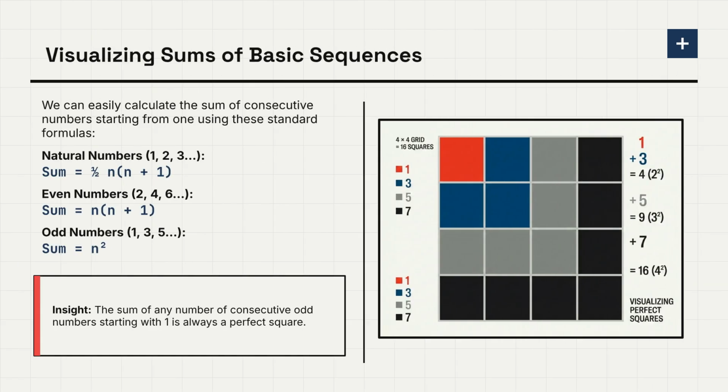Calculating the sum of basic sequences is straightforward with standard formulas. For natural numbers, even numbers, and odd numbers, these formulas simplify your work. Interestingly, the sum of consecutive odd numbers starting from 1 is always a perfect square.